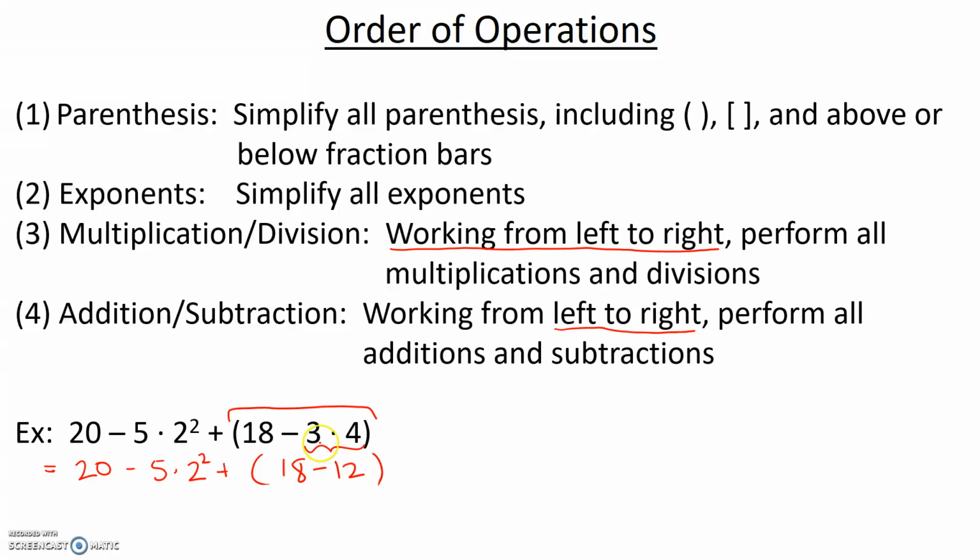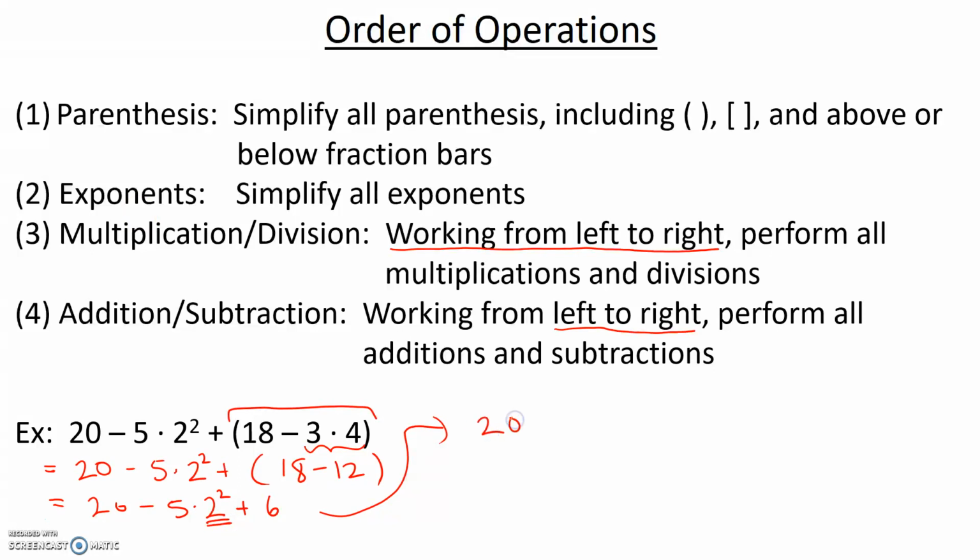Again, in the parentheses, we would multiply before we can add or subtract. Once the multiplication is performed, we can now subtract 18 and 12. So we will rewrite this as 20 minus 5 times 2 squared plus 6. Okay? Now, after the parentheses is simplified, let's simplify all exponents. We have one exponent, which is 2 squared. 2 squared is 2 times 2, which is 4.